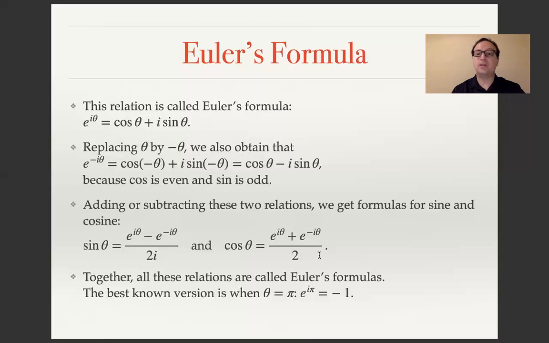And out of all of these, probably the most interesting and surprising case is when you set theta to be pi. So then you get e to the i pi is equal to cosine of pi plus i sine of pi. So it's equal to minus 1. So e to the i pi is equal to minus 1.